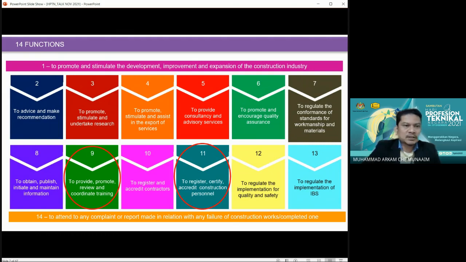Besides the other 14, you can see here the first one is to promote and stimulate the development, improvement, and expansion of the construction industries, and the last is to attend to any complaint or report made in relation to the failure of construction work completed. So we have functions number 9 and number 11 as part of our commitment today on this talk.